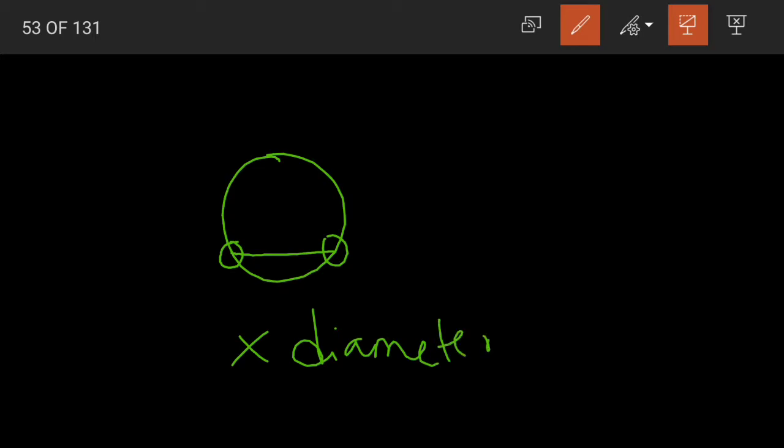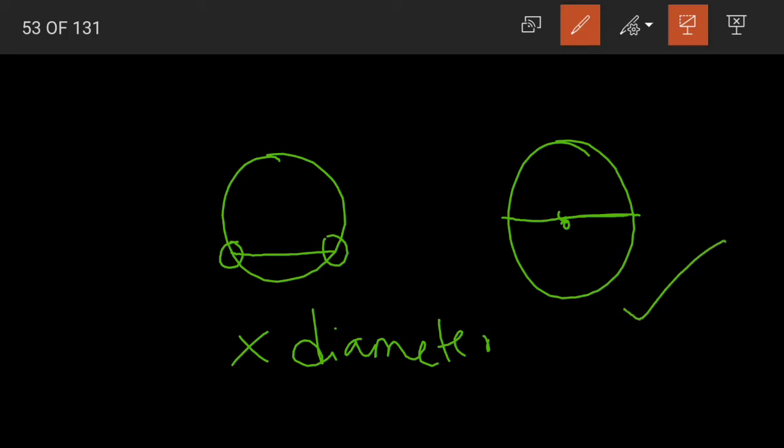Suppose I have a circle and I draw a line segment like this, which is touching the boundary, whose both ends are touching the circle. This is not a diameter. Why is it not a diameter? Because it is not passing through the center. It has to pass through the center of the circle to be a diameter. I hope this is clear.